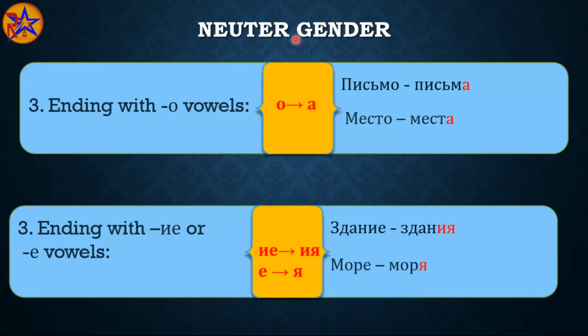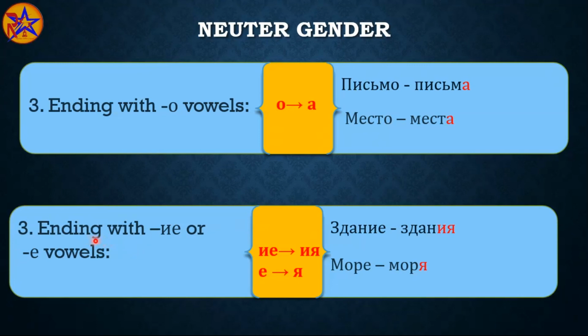So let's continue with neuter gender. When a noun ends with "о" sound, it turns into "а" when it concerns the neuter gender. So письмо becomes письма. Место, места. That's places.